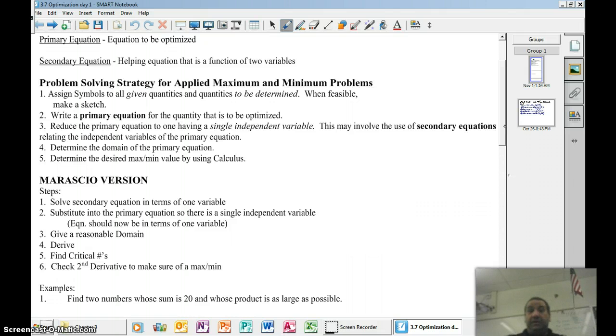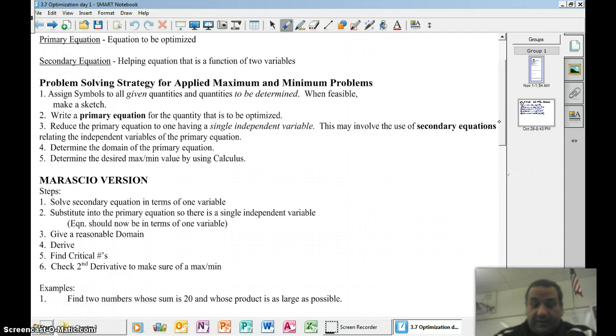This is kind of like, Kennedy, you like this, because these are the steps on how you do it, all right? Solve a secondary equation in terms of one variable. Substitute it into the primary equation, so you're going to have some substitution. Then you give a reasonable domain, because if you get a negative number for area, it just doesn't mean anything. Derive it, find your critical numbers, which means set it equal to 0, and then we'll use the second derivative test to make sure it's a max or min.